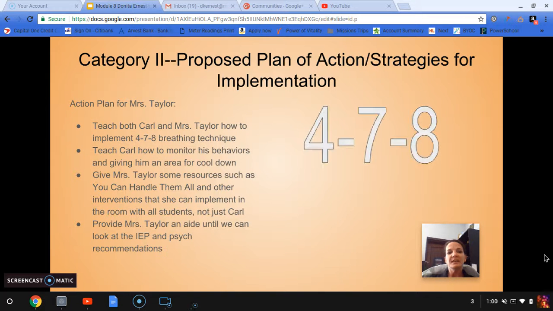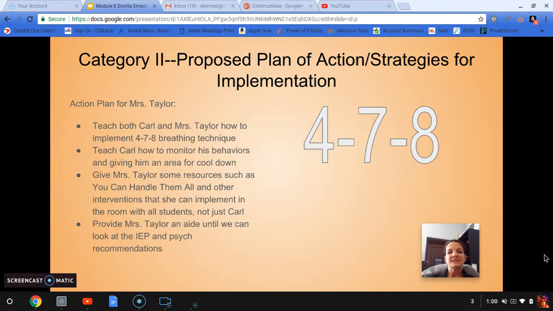Continuing with my plan, I would like to teach both Carl and Mrs. Taylor how to implement 4-7-8 breathing patterns and techniques. This will help both of them and the whole class in general if we use it. I would like to teach Carl how to monitor his behaviors and how to self-regulate, and give him an area for cool down when he feels himself becoming aggressive.